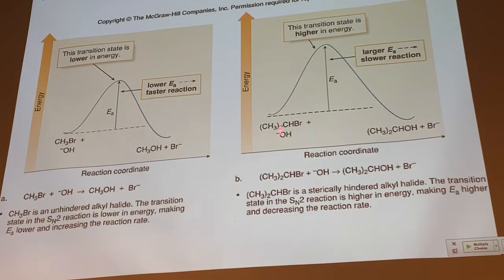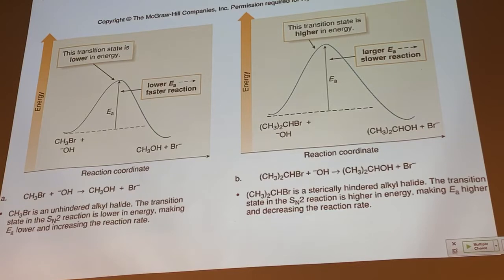But when we have the isopropyl bromide, the energy of the transition state is higher than when we use bromomethane due to that increased steric hindrance. That higher energy transition state gives us a higher activation energy, which gives us a slower reaction, a significantly slower reaction in this particular case. Any questions about that explanation?